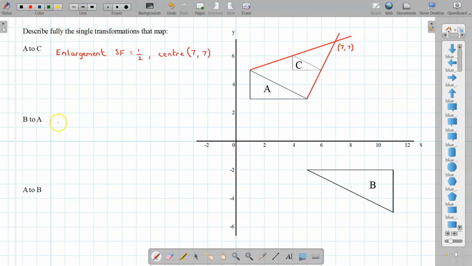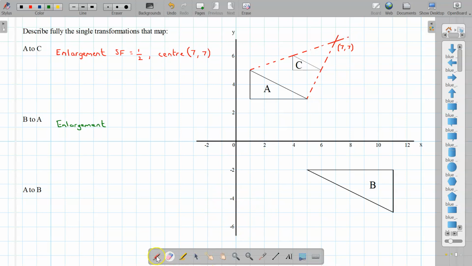So B to A is an enlargement, and the scale factor we'll come to in a minute. Let's just draw in the ray lines first of all. I'm going to reduce the ray lines here so they're not so obvious, so I make them dashed lines. When you do these, you tend to make them very faint, otherwise the diagram just gets a bit too cluttered up.